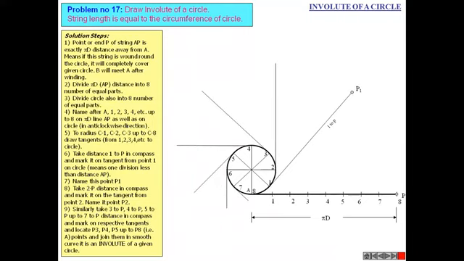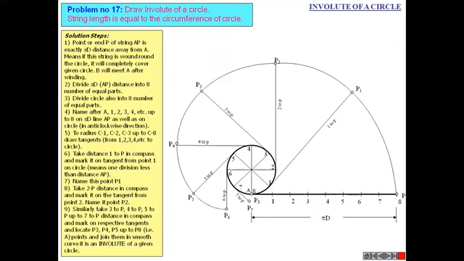Then take the distance 1 to P in a compass and draw one arc, marked as P1. Take 2 to P in a compass and draw one arc on that vertical line. Then 3 to P, 4 to P, 5 to P, 6 to P and 7 to P. Then complete 8 to A, that is the point P8, and draw the curve to complete the involute. This condition is string length equal to pi d.